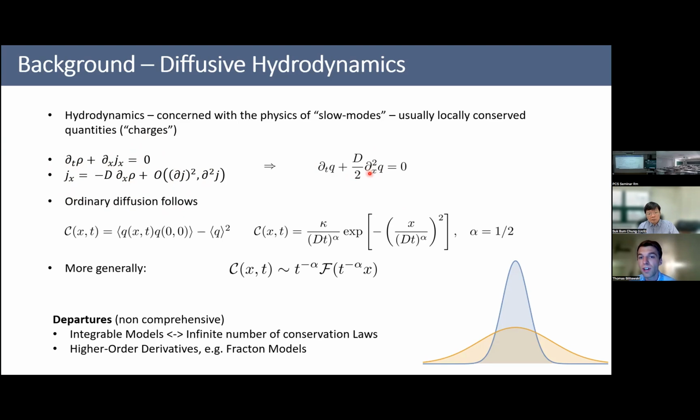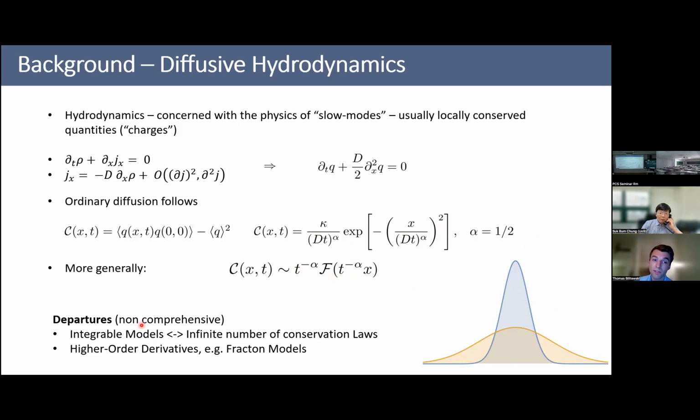And if you get the diffusion equation, you immediately know that the space-time correlators of the conserved charges show a Gaussian scaling function. They decay as 1 over square root of t in one dimension, and they have a Gaussian scaling function. This is all illustrated in the lower right corner. If you start with a localized density, this will just over time broaden diffusively. More generally, this exponent doesn't have to be a half, it could be a different exponent, and the scaling function doesn't have to be a Gaussian, it could be any scaling function depending on the problem you're looking at.